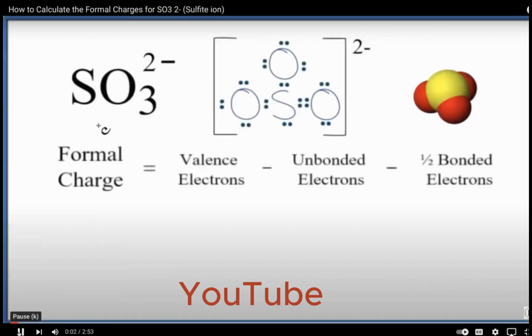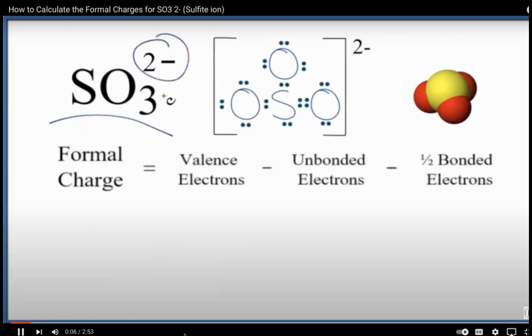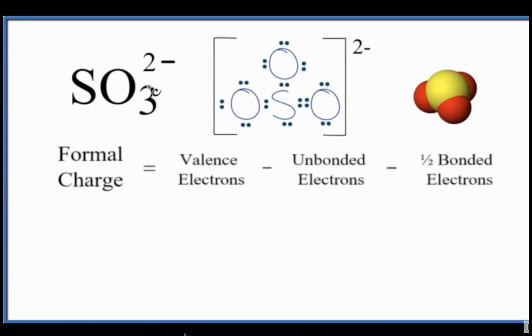In this video, we'll calculate the formal charge for each element in SO3 2-. This is called the sulfite ion. So we start with the Lewis structure, and what formal charges are going to tell us is whether this is the best or most likely Lewis structure for SO3 2-. Let's just do the sulfur here in the center. So sulfur, that's in group 16, sometimes called 6A. So sulfur is going to have 6 valence electrons.